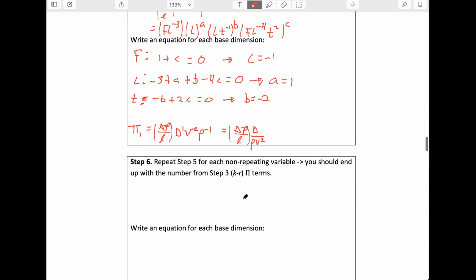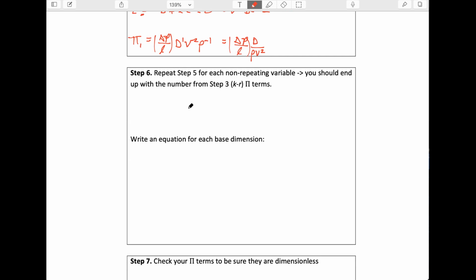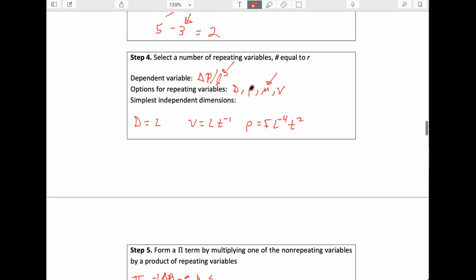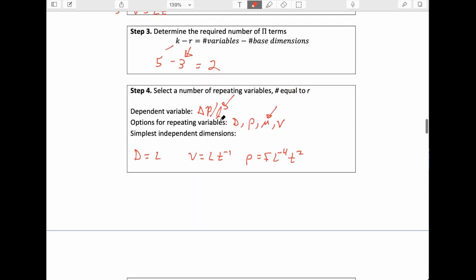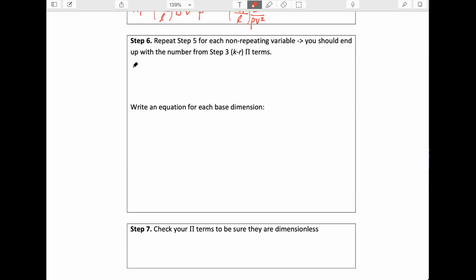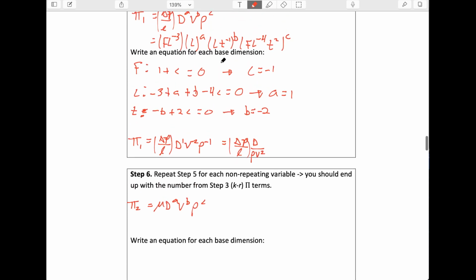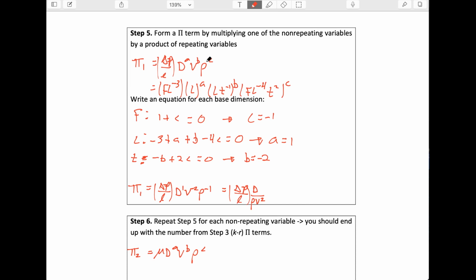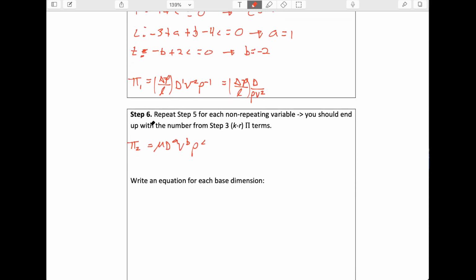Now we're going to do that in step 6 for a second time. This time we're going to use the other non-repeating variable. Remember, our first non-repeating variable was delta p over L. The only one that's not left is viscosity, so that's our other non-repeating variable. So we'll try this one more time. We called the first one pi 1, so we'll call this one pi 2, and it's going to look like mu d to the a, v to the b, rho to the c, just like we did here. These are the repeating variables. Only the values of a, b, and c are going to change.